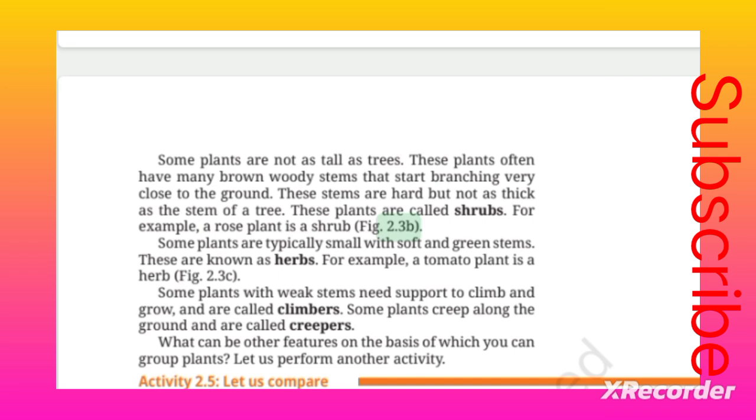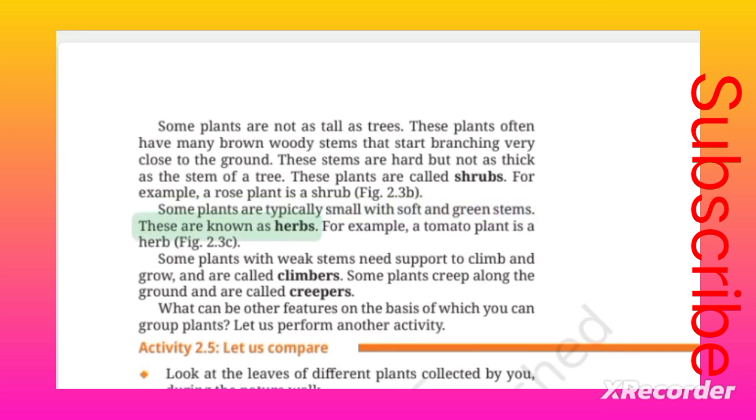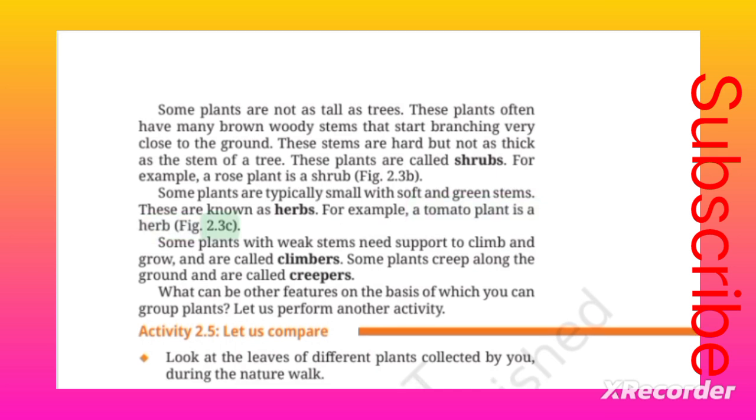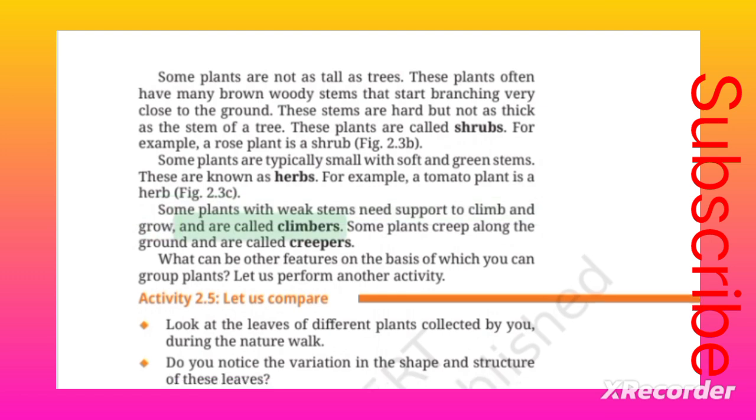2.3b. Some plants are typically small with soft and green stems. These are known as herbs. For example, a tomato plant is a herb, Fig. 2.3c. Some plants with weak stems need support to climb and grow, and are called climbers.